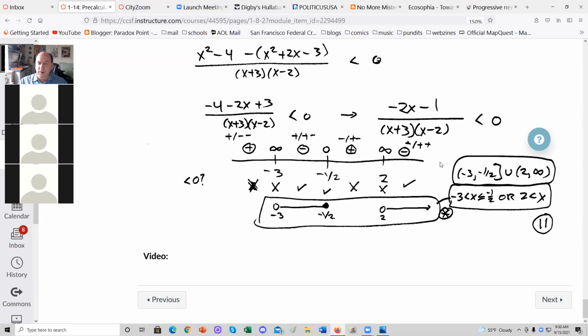When is it less than 0? Well, not below -3, and not at -3 where it's infinite. Yes, between -3 and -1/2. Yes, at -1/2 where it equals 0. No, between -1/2 and 2 where it's positive. No at 2 where it's infinite. Yes, above 2 where it's negative. So this is the graph. It's the interval from excluding -3 to including -1/2, and the interval excluding 2 off to infinity. -3 less than x less than or equal to -1/2, or 2 less than x. These are the solutions.